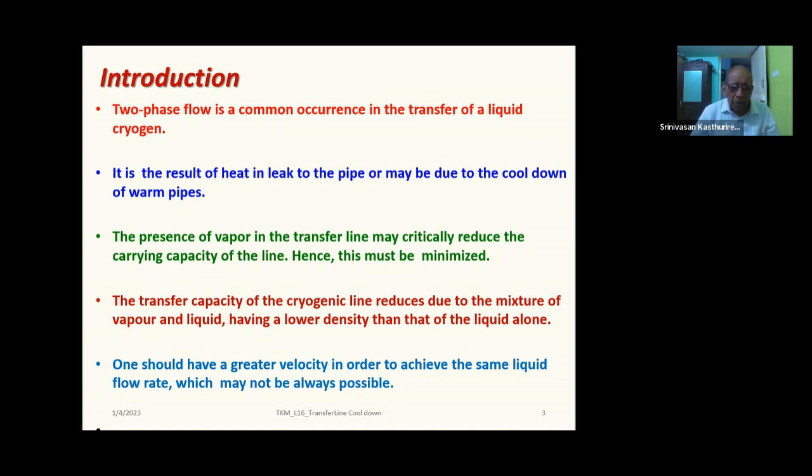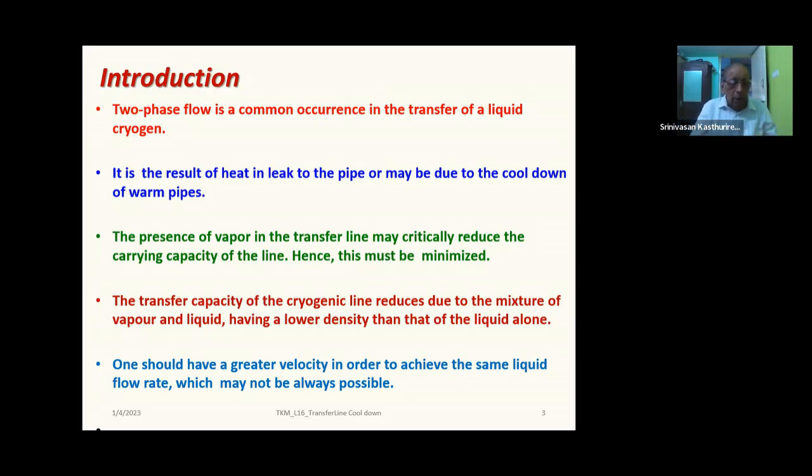Okay, what happens when you have vapor? When you have vapor in the transfer line, it critically affects the carrying capacity of the line. For example, if I am transferring water, you may not have so many water vapor bubbles. Okay, so almost the entire quantity passing through the line can be liquid. There can be small vapor bubbles, water bubbles, maybe air bubbles may be present along with the water.